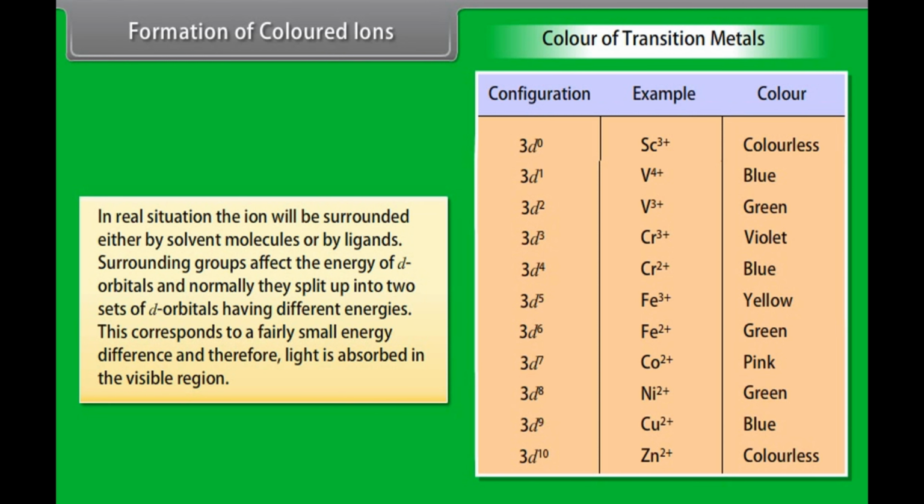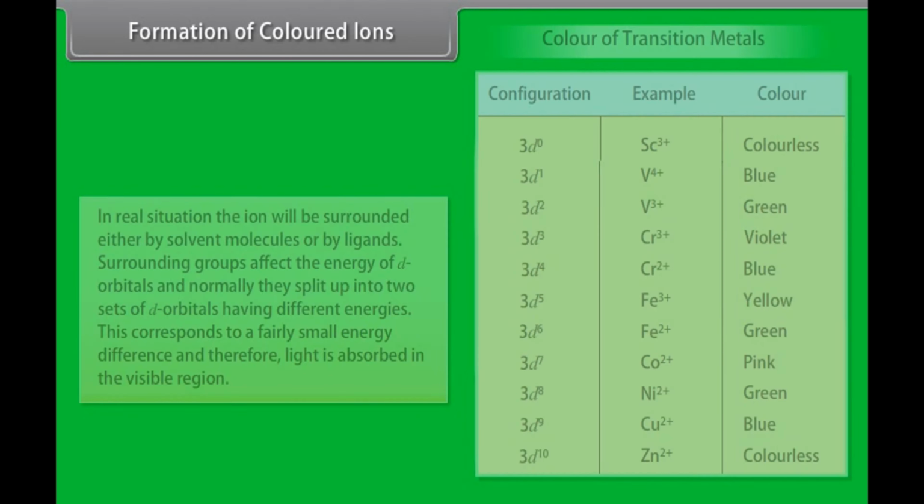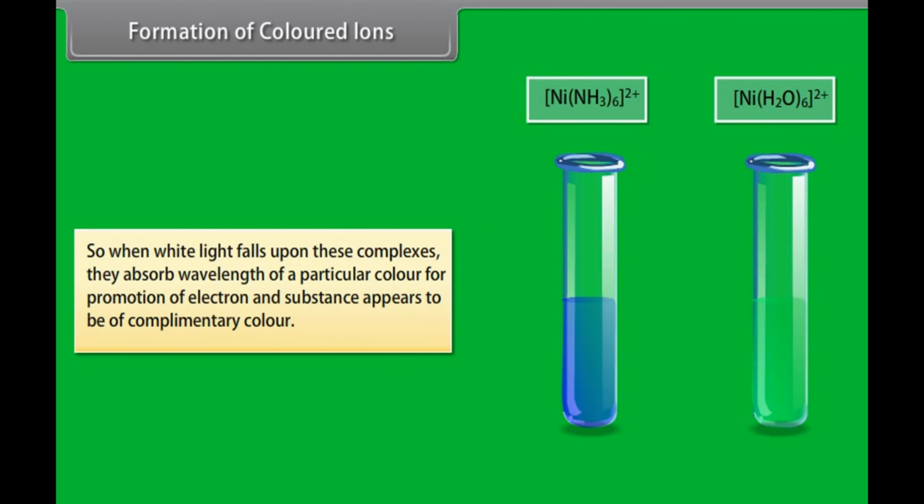Surrounding groups affect the energy of d orbitals, and normally they split up into two sets of d orbitals having different energies. This corresponds to a fairly small energy difference, and therefore light is absorbed in the visible region. So, when white light falls upon these complexes, they absorb wavelength of a particular color for promotion of electron, and substance appears to be of complementary color.